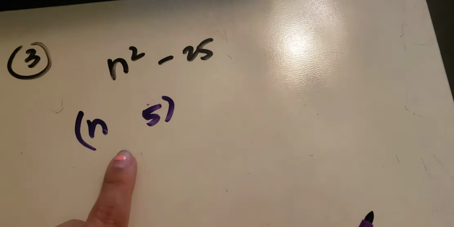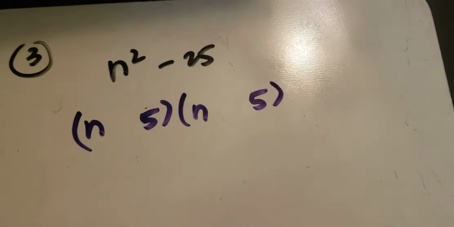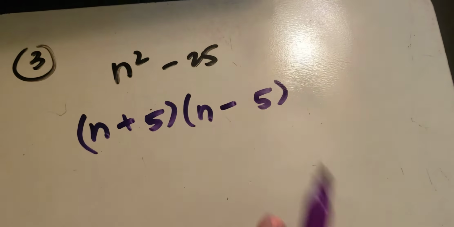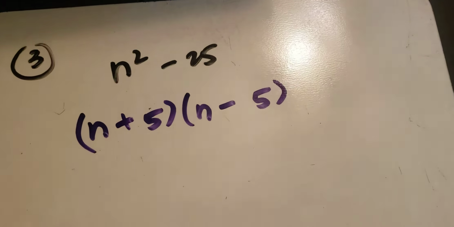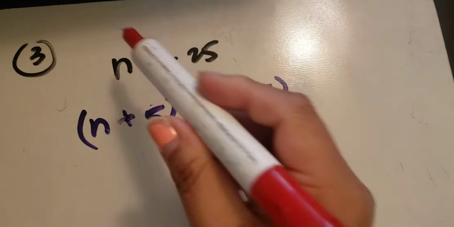So I'm going to repeat these factors, n and 5, except one is going to be positive and one is going to be negative. Now, if you don't believe me, you can multiply through and you should be able to get what you started with. So let me show you.